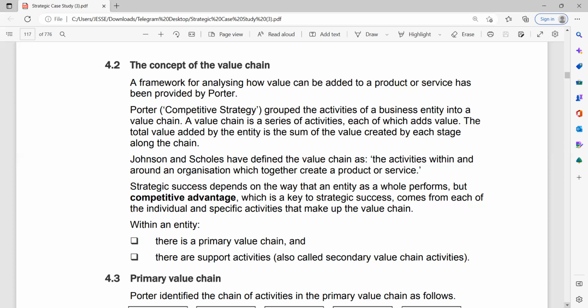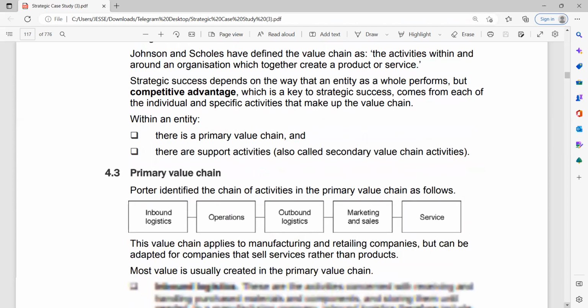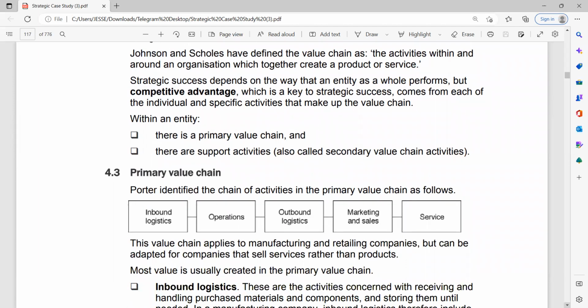Now let's look at how Johnson and Scholes define the value chain. Johnson and Scholes have defined the value chain as the activities within and around an organization which together create a product or a service. It's basically the activities that an organization engages in to produce a product or a service. Strategic success depends on the way that an entity as a whole performs, but competitive advantage comes from each of the individual and specific activities that make up the value chain, right? So if you want to achieve competitive advantage, you need to look at the activities that make up this value chain.